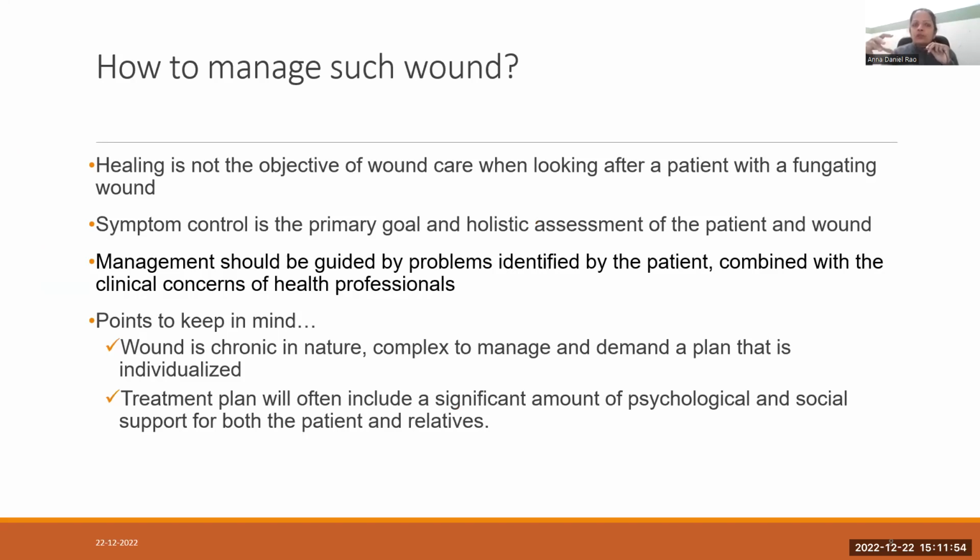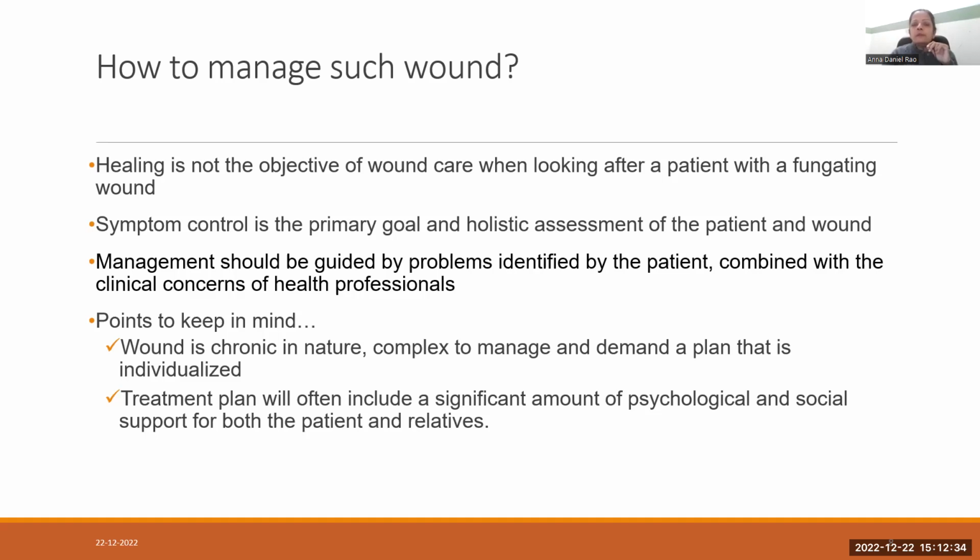So how to manage this type of wounds? Okay, so here whenever we are caring, our objective will be that we give comfort to the patient, because healing will hardly take place in this type of tissues, this type of wound. So we have to look after the patient quite well, keep the patient's hygiene very well, so that we can prevent a secondary infection. And of course the symptom control is also our primary goal.